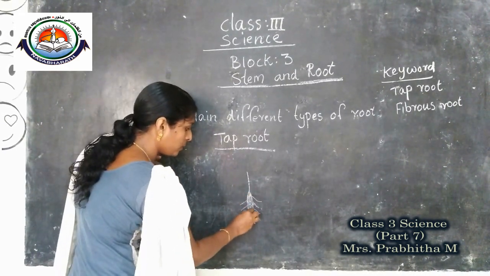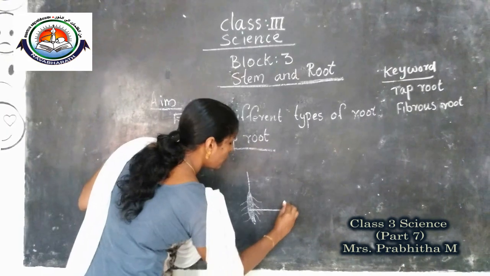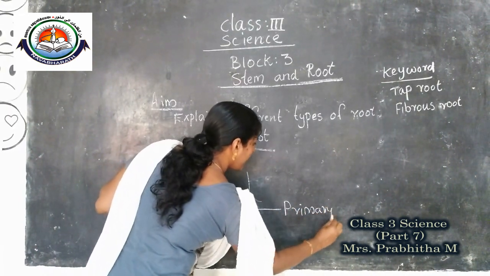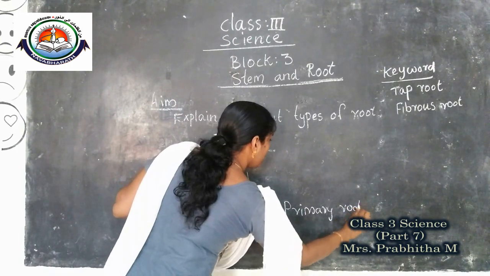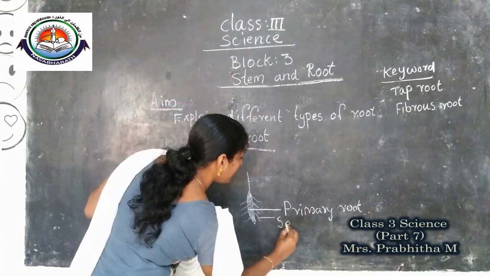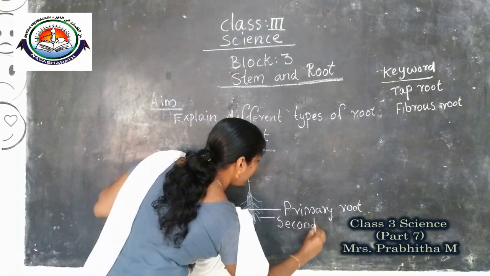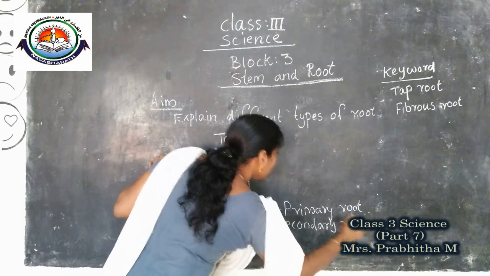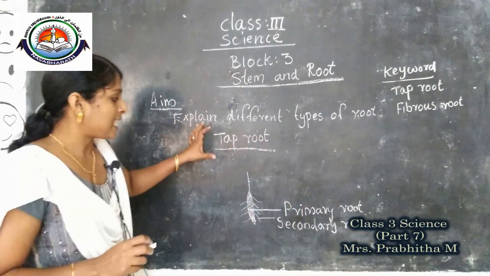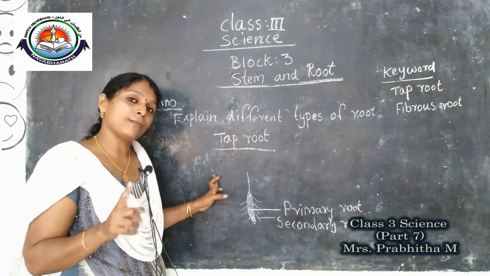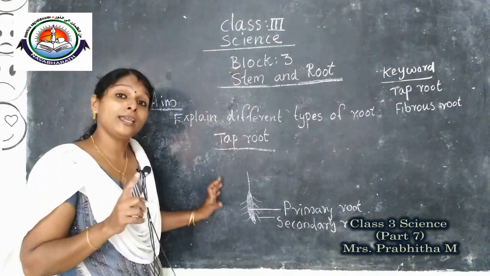This big root, okay, we can write primary root. And these small roots we can see are secondary roots. This is the way you have to draw the tap root. So tap root has one main root and some small roots coming from the main root.